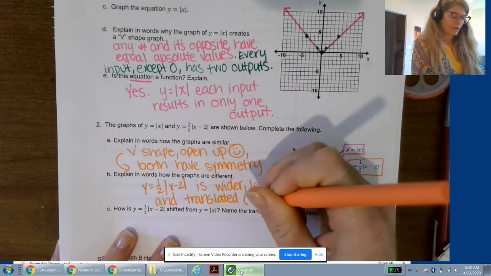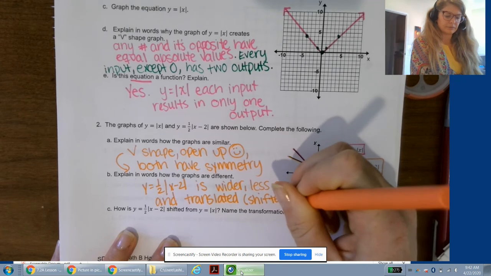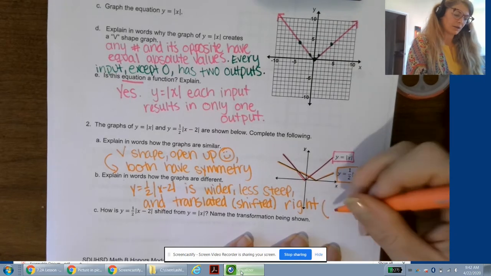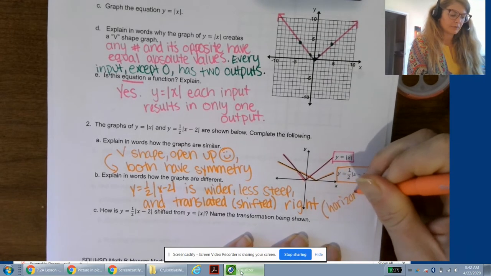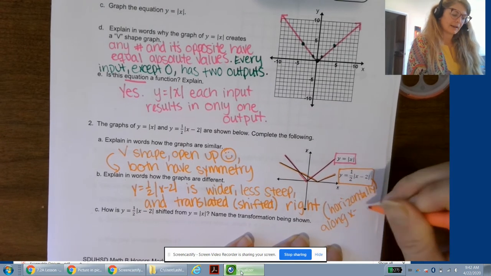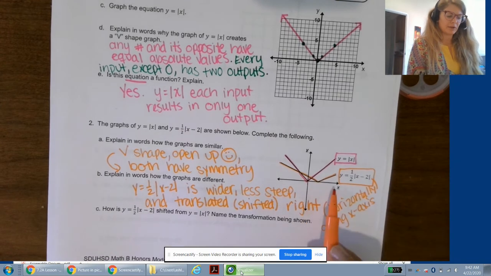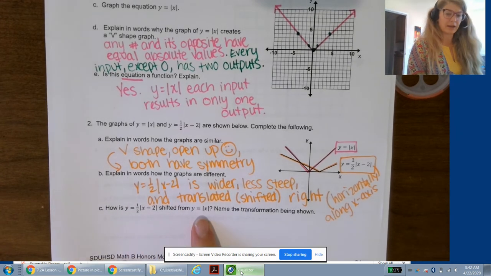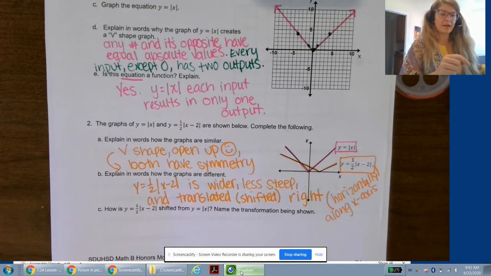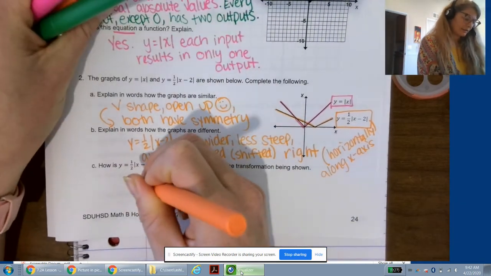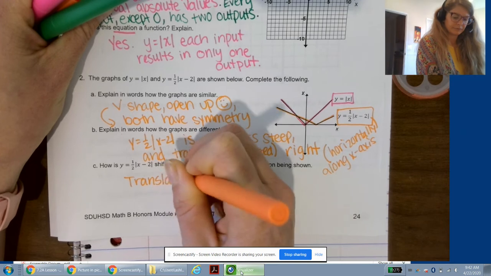Translated or shifted right. You could also say horizontally, or you could say along the x-axis. Notice it's moving along the x-axis. So how is our image shifted from our pre-image? Remember, our pre-image is where we start, and name the transformation being shown. Well, we kind of talked about that above. We said translated right.